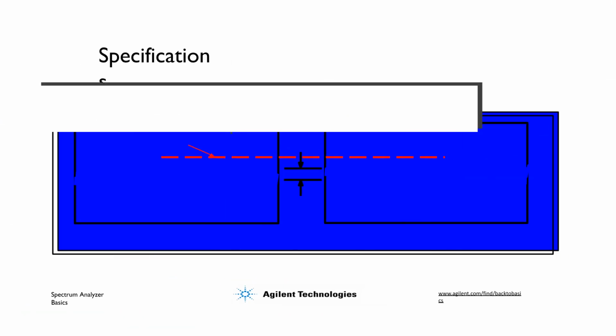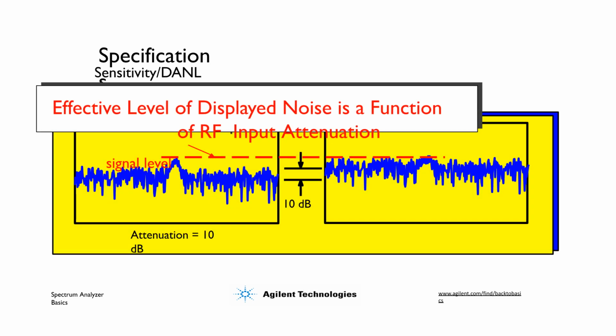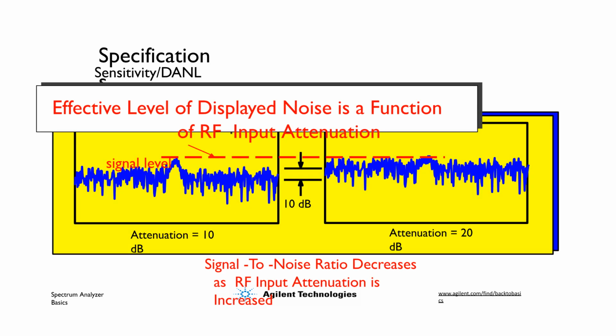The effective level of displayed noise is a function of the RF input attenuation. Increasing the RF input attenuation decreases the signal-to-noise ratio, impacting sensitivity.